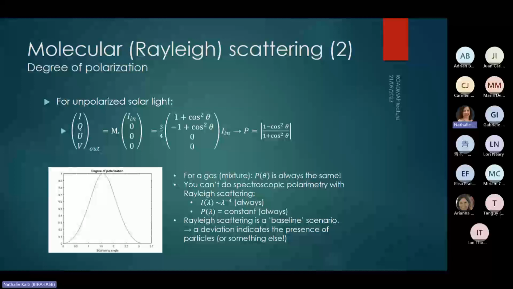You can't do spectroscopic polarimetry with Rayleigh scattering. Why? Because the wavelength dependence is always lambda to the minus 4th, and of course, the degree of polarization is always the same. So you can't make any distinction between the different gases, CO2, N2, whatsoever. However, the fact that this is so robustly constant means that Rayleigh scattering can be considered a baseline scattering scenario, and any deviation from this pattern indicates the presence of particles and other scatterers.